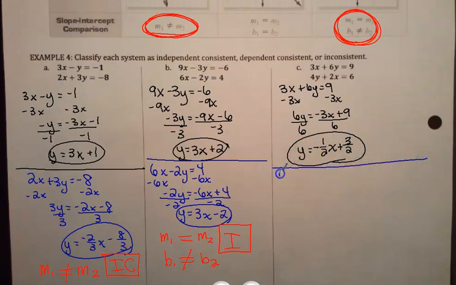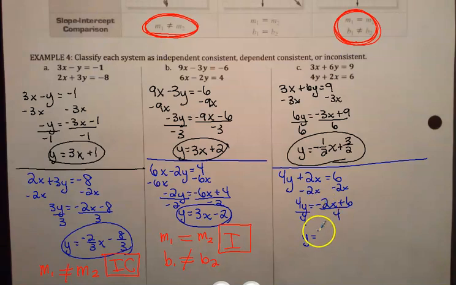Let's do the next one. So we have 4y plus 2x equals 6. Subtract 2x. So we have 4y equals negative 2x plus 6. Need to divide by 4. So y equals negative 2 divided by 4 would reduce to negative 1/2 x. 6 divided by 4, we can both divide by 2, so we would reduce that to 3/2. What do we have there, right?